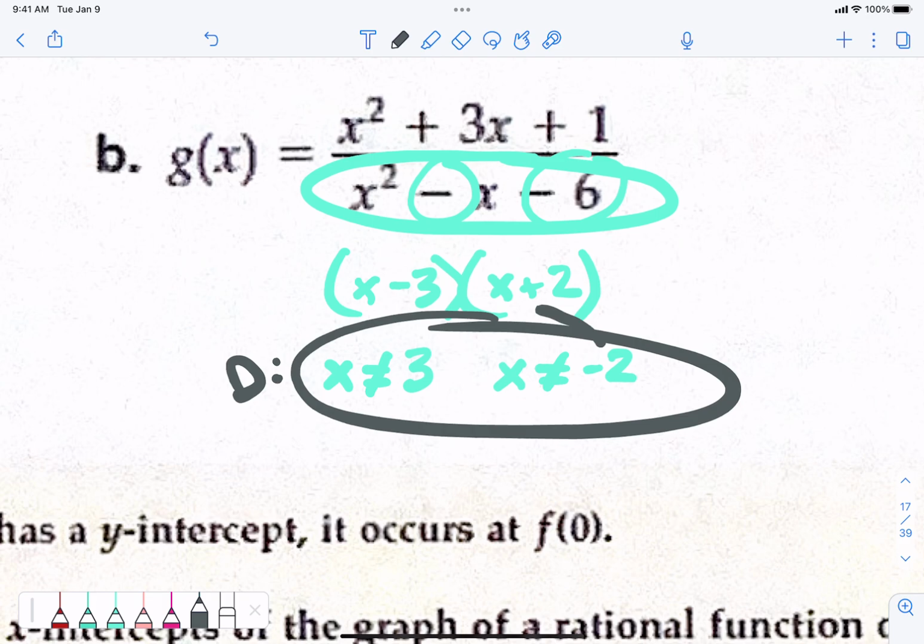That's where your VA is. That's where your vertical asymptote is. Exactly. Okay? Good? Makes sense?